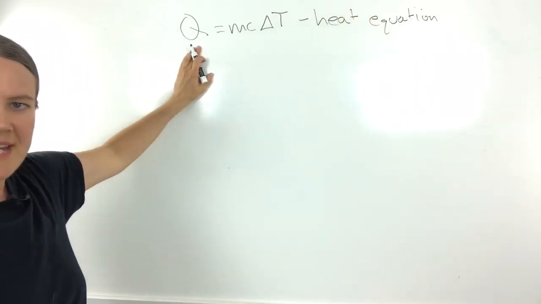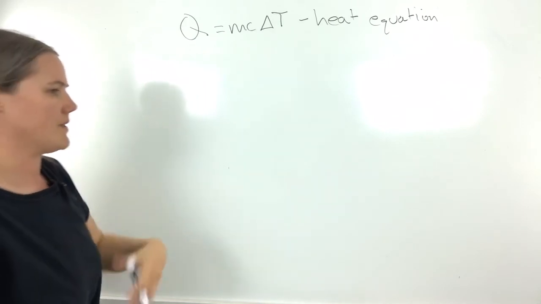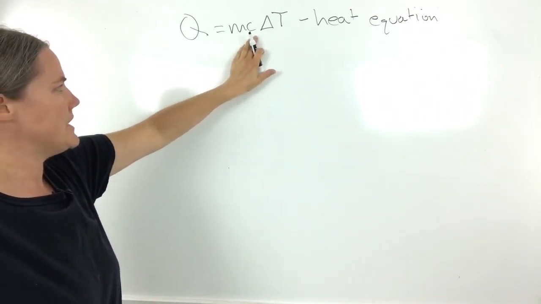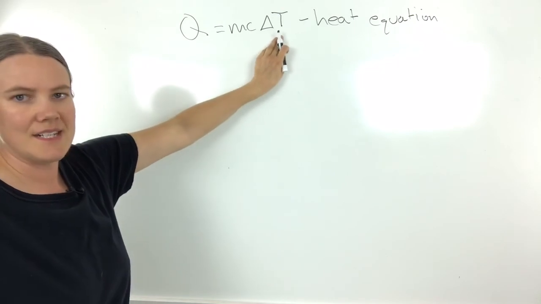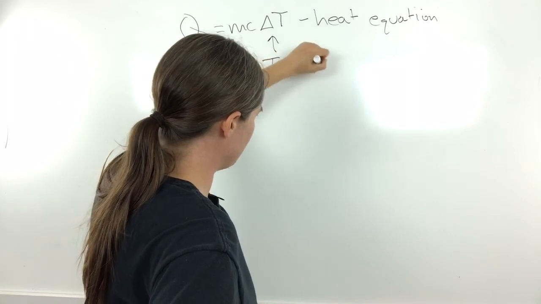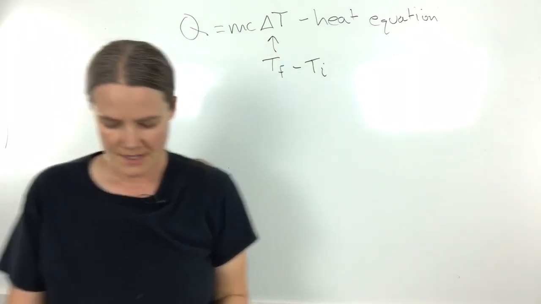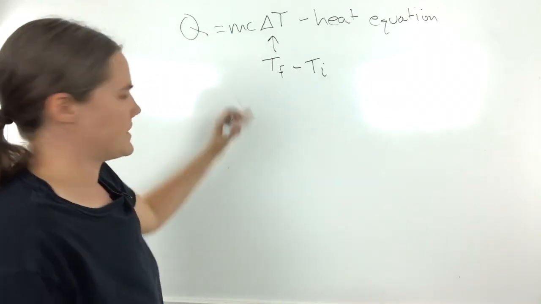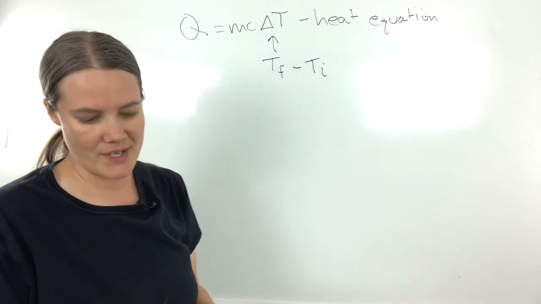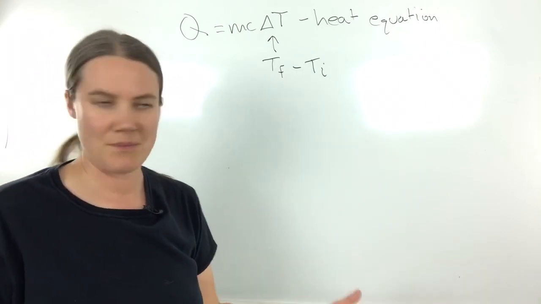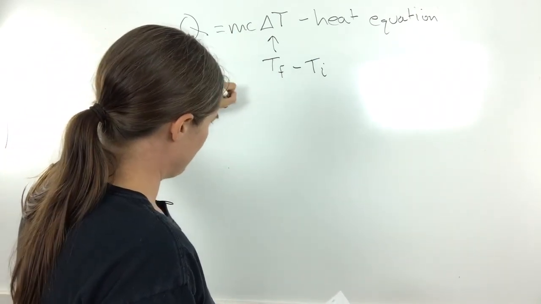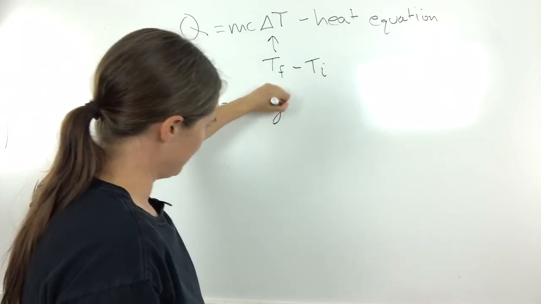The Q is the heat that's either absorbed or lost from whatever substance you're looking at. The m is mass, C is specific heat, and delta T is the change in temperature, so this is the final temperature minus the initial temperature. Now we just start writing down some things from this problem. First of all, it says a 28.86 gram sample, so our mass is 28.86 grams.